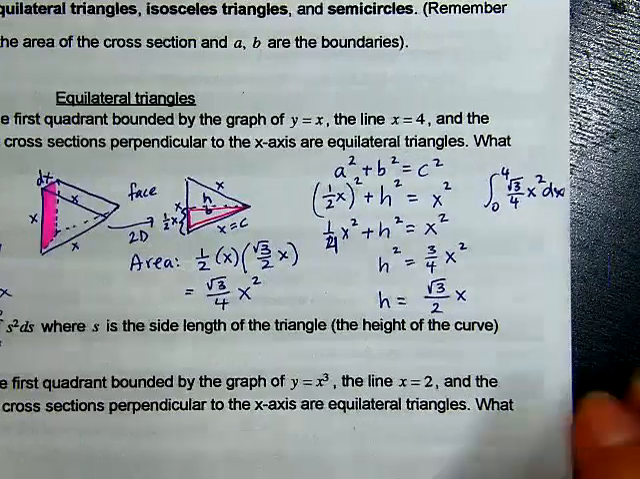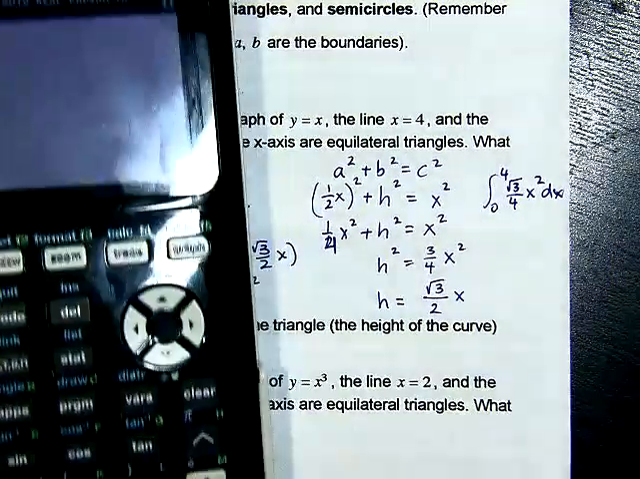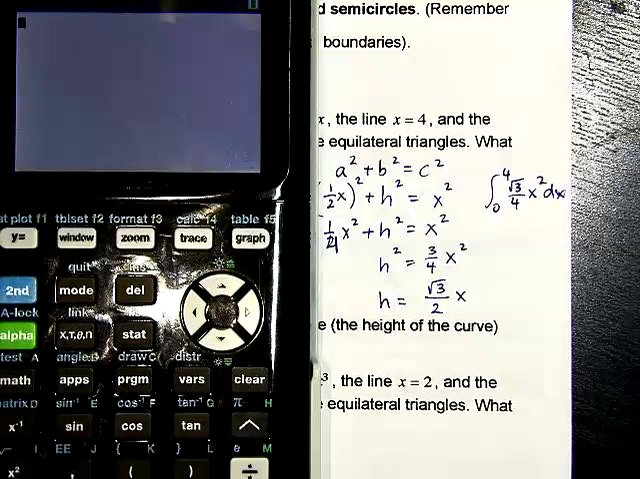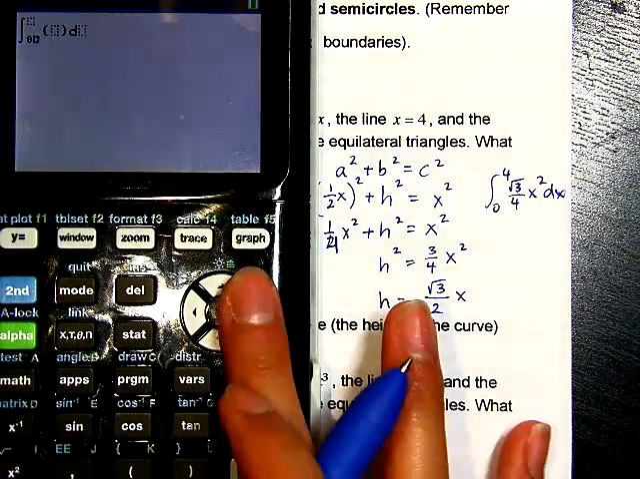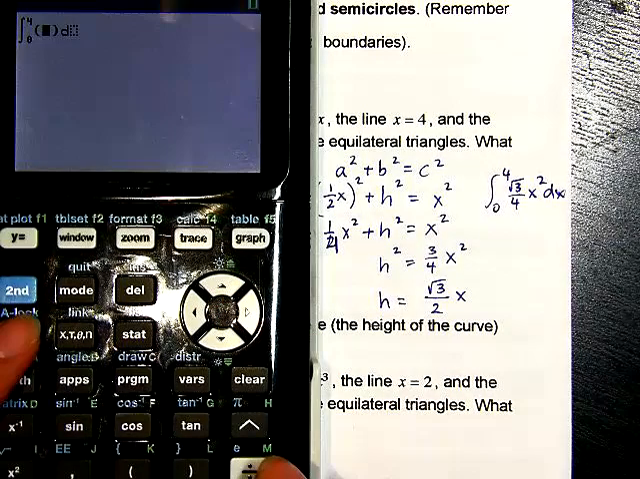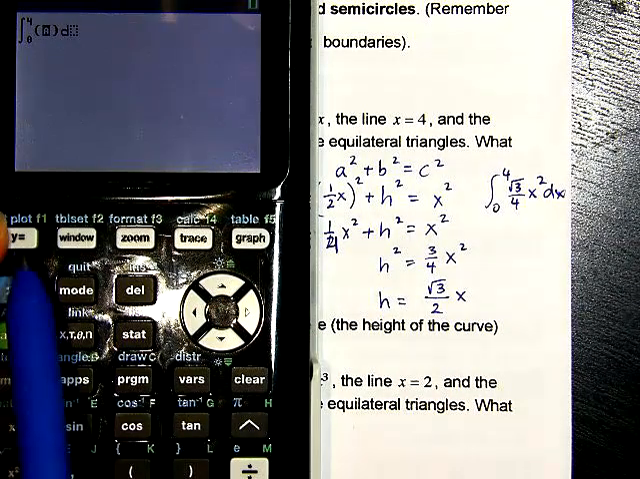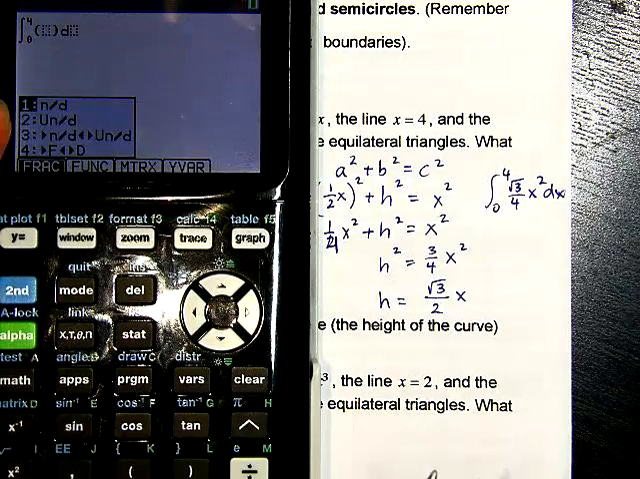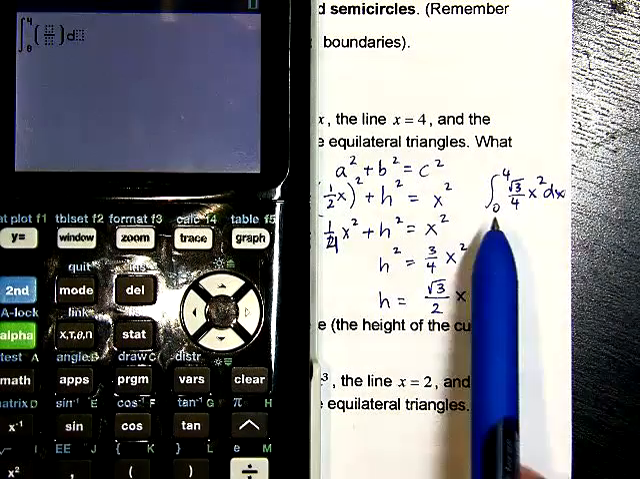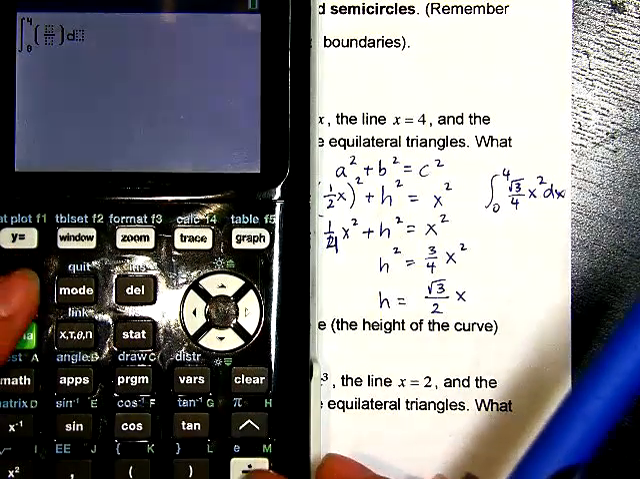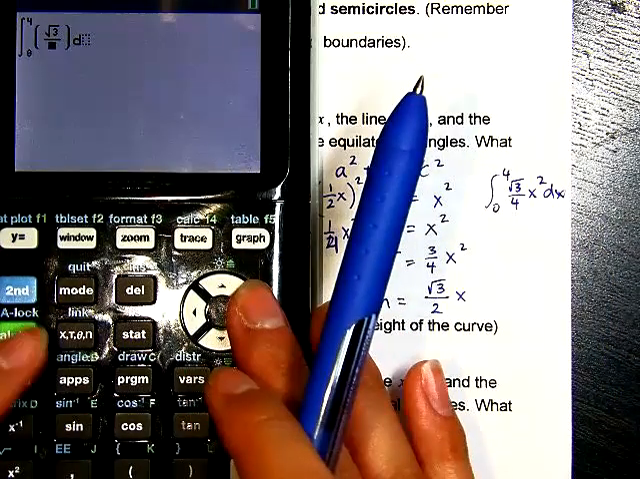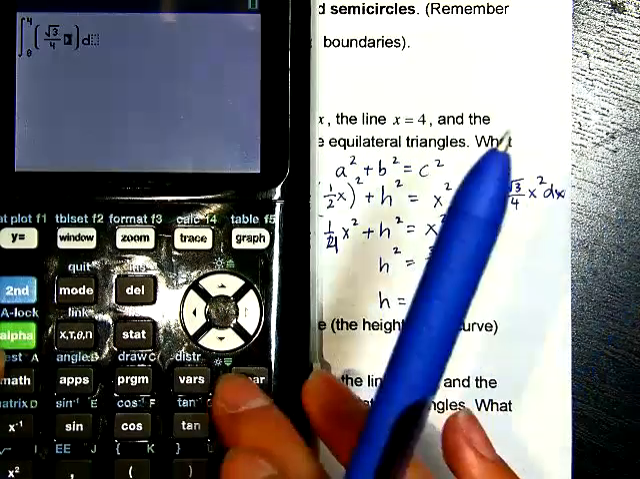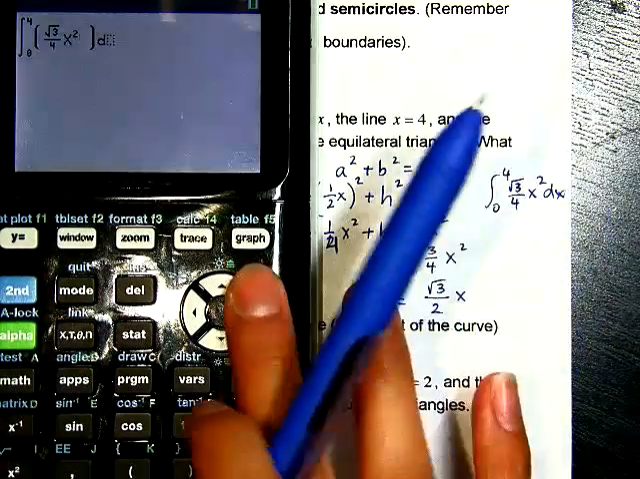So for this, just go ahead and practice using your calculator. So we have math 9 from 0 to 4 of, and if you remember, the fraction button is alpha y equals. You can hit 1 there. So that way you can enter into a fraction quite easily. Square root of 3 over 4 x squared dx.